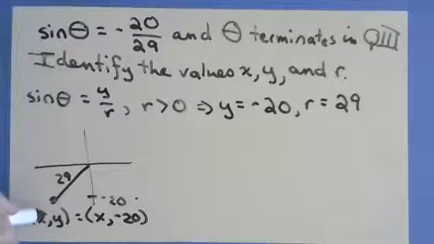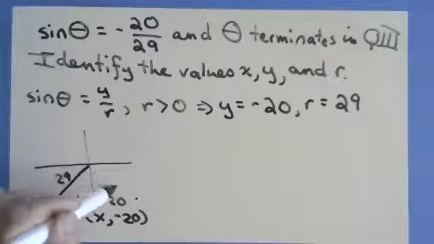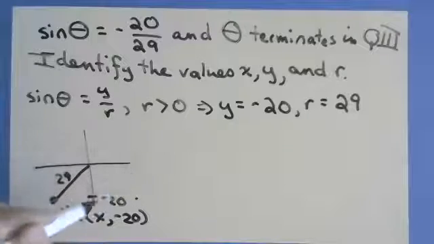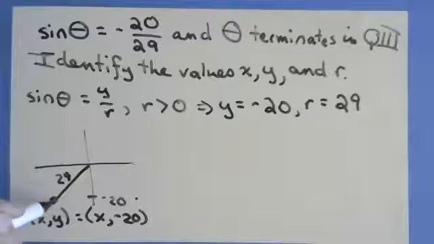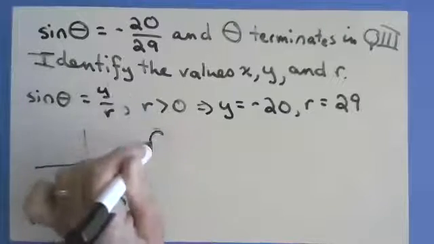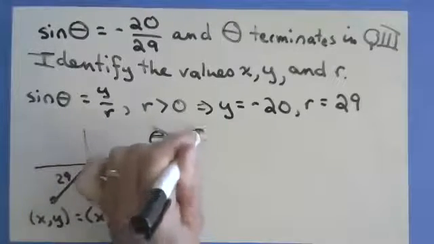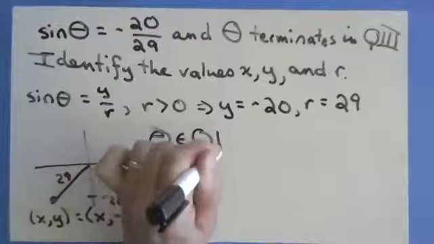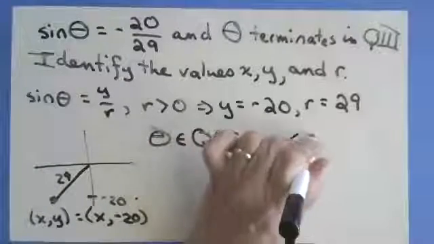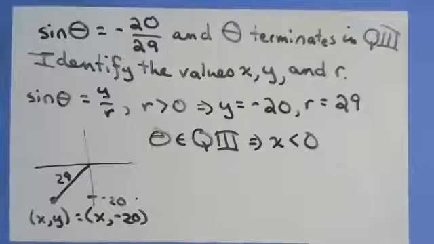And what that does is it tells us that the x coordinate for this point also has to be negative. If the point or the angle had terminated in quadrant 4, that would tell us that x is positive. So now we know that x is negative. So let's write it this way. Theta is in quadrant 3, and that tells us that x has to be a negative number, like y is a negative number.